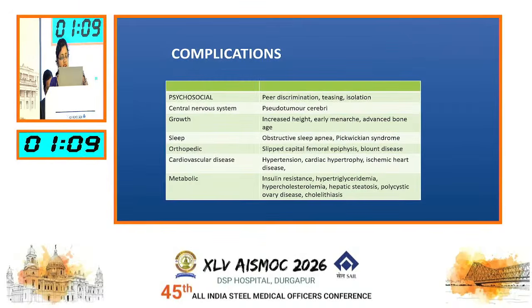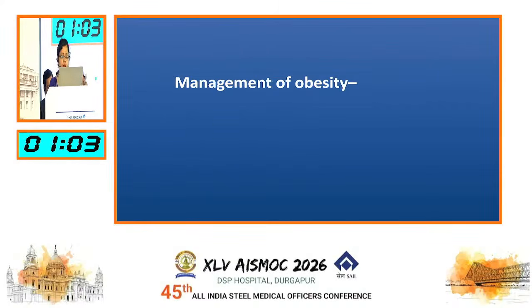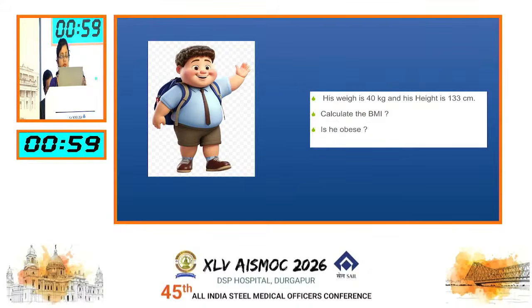There are many complications with central nervous system, growth, sleep, cardiovascular and metabolic systems associated with obesity. Management: the first step is when the child steps in the OPD. If we find any disproportion, we have to plot it on the BMI chart or the height and weight chart according to the age. If it is present, we have to start prevention and other steps accordingly.